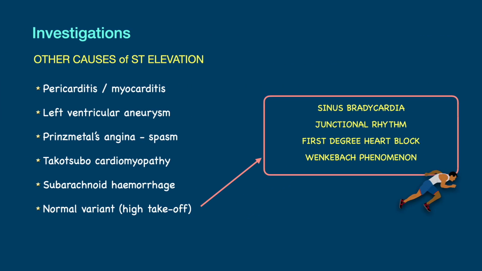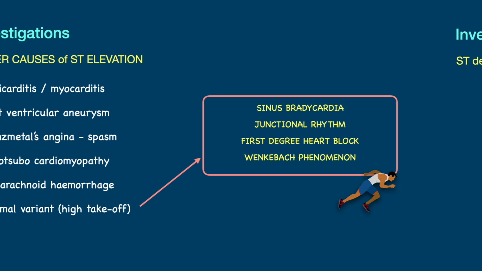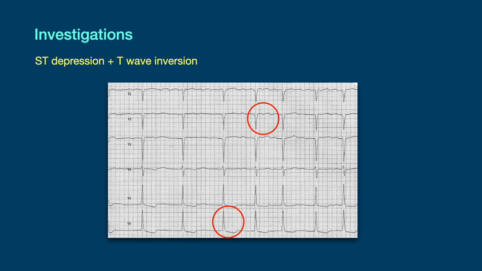Among the causes of ST elevation include pericarditis or myocarditis, left ventricular aneurysm, Prinzmetal angina, Takotsubo cardiomyopathy, subarachnoid hemorrhage, and it could even be a normal variant with a high takeoff. ECG changes in a non-ST elevation MI and unstable angina are ST depression, T wave inversions, and it may be absolutely normal.